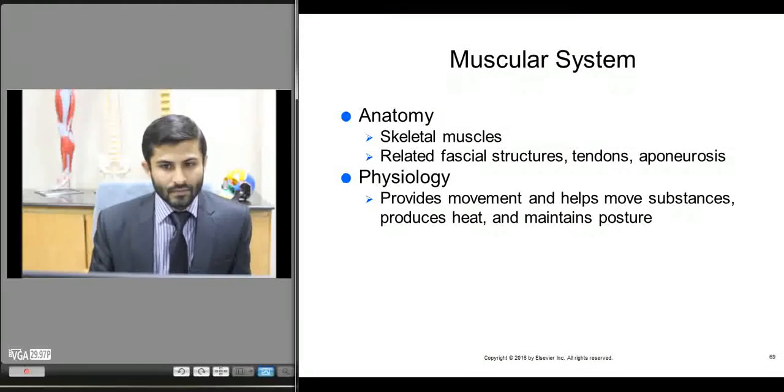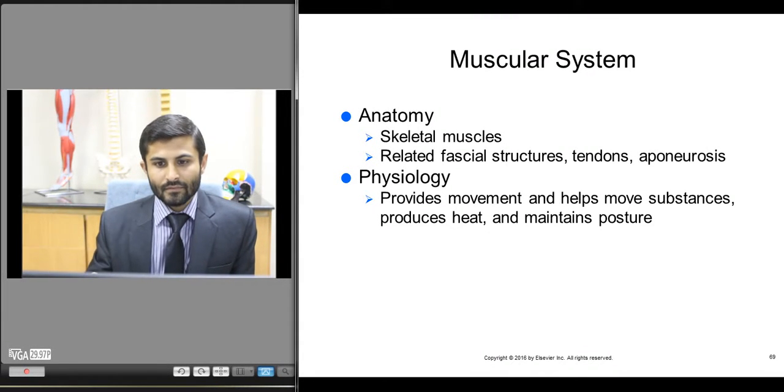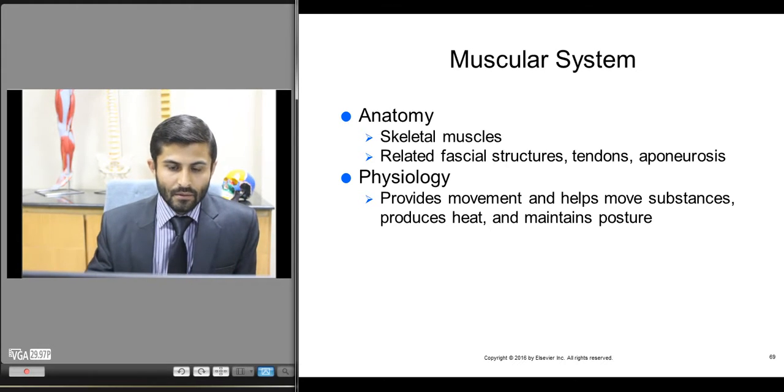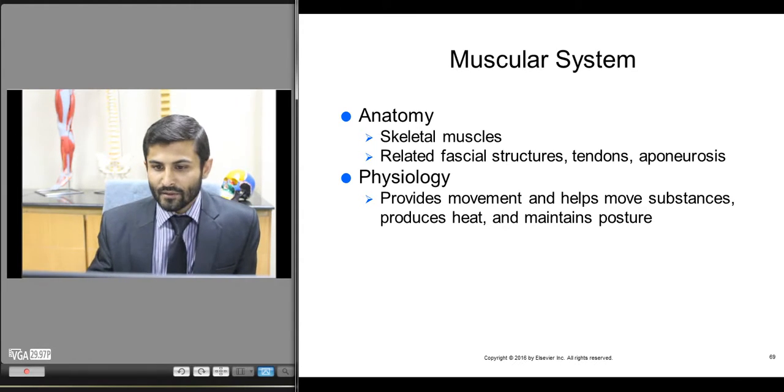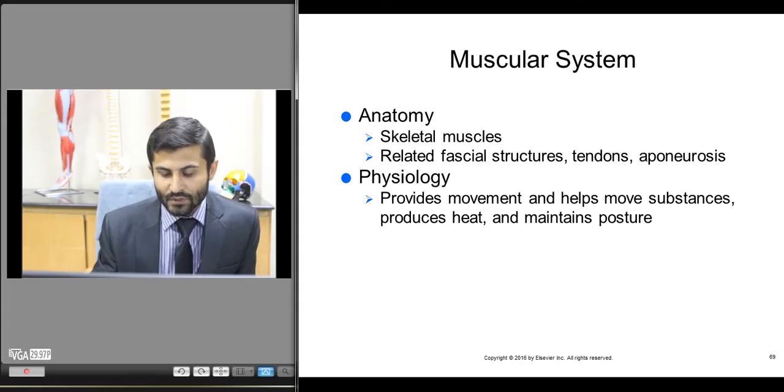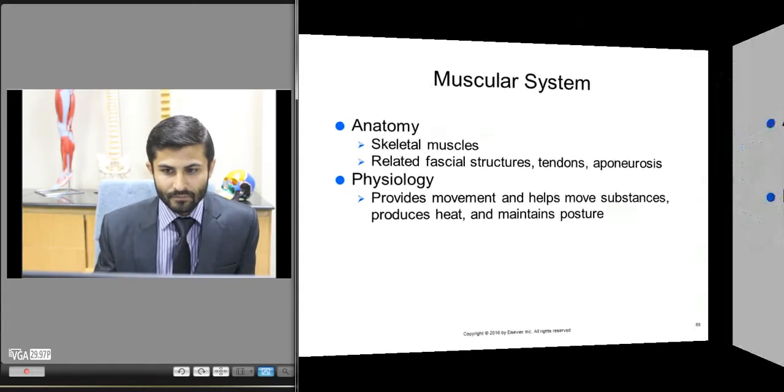The muscular system: the skeletal muscles, their related fascial structures, tendons, and aponeuroses are considered to be the part of anatomy. And in physiology, their function is to provide movement and help move substances, produce heat, and maintain posture.